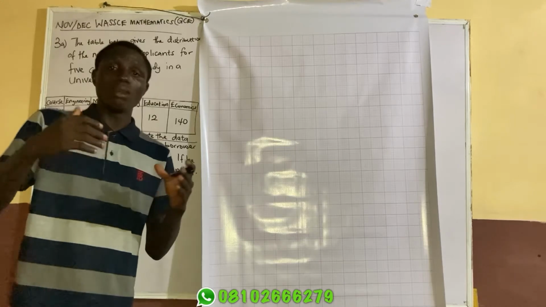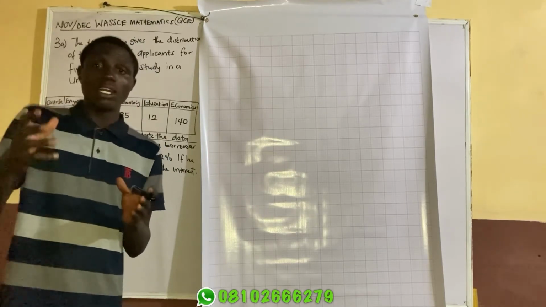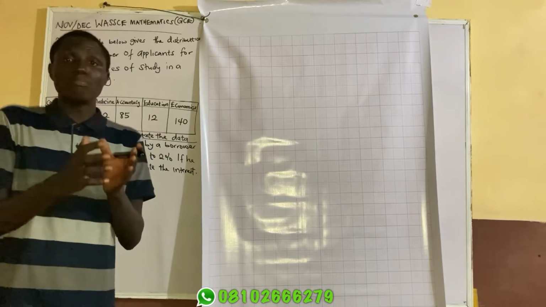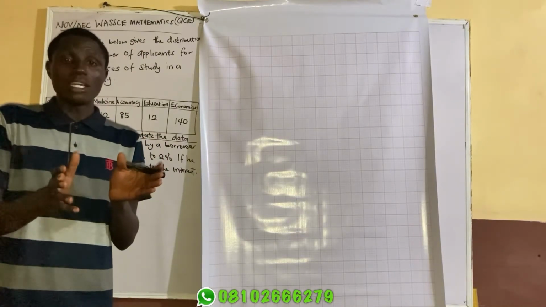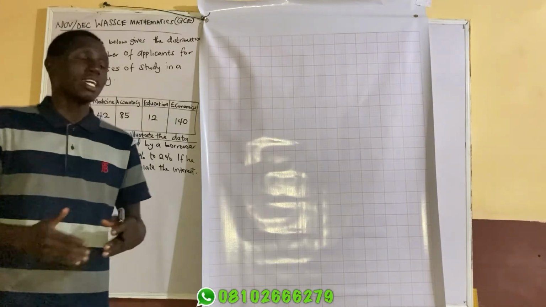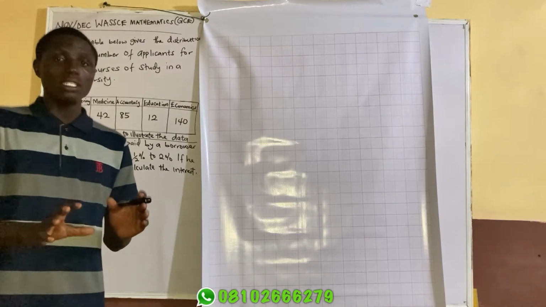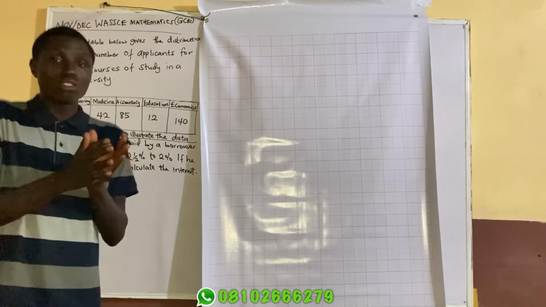A bar chart consists of a series of rectangular bars that are of equal width and spaced by equal distance. Now it's different from a histogram. A histogram is made of rectangular bars that have no space between them.